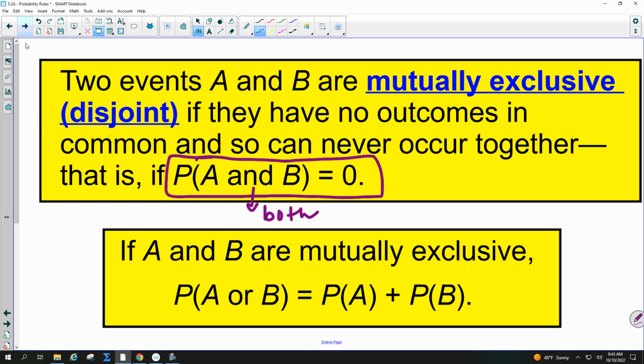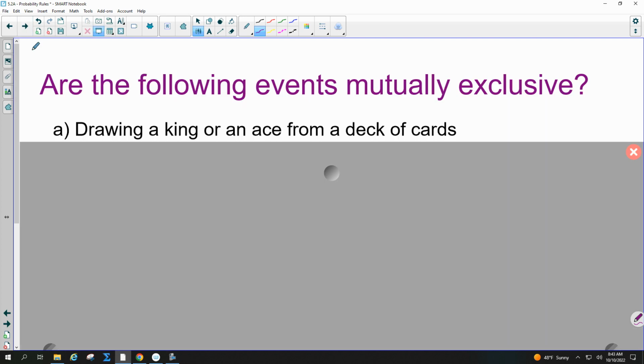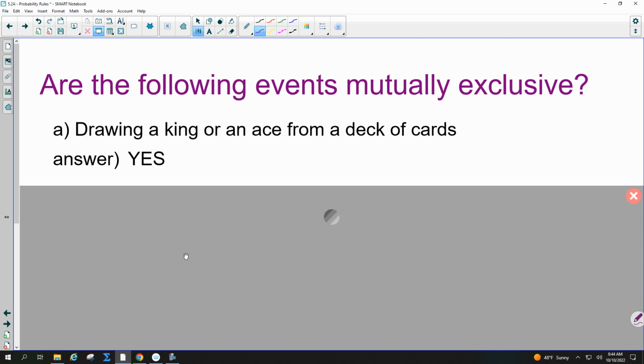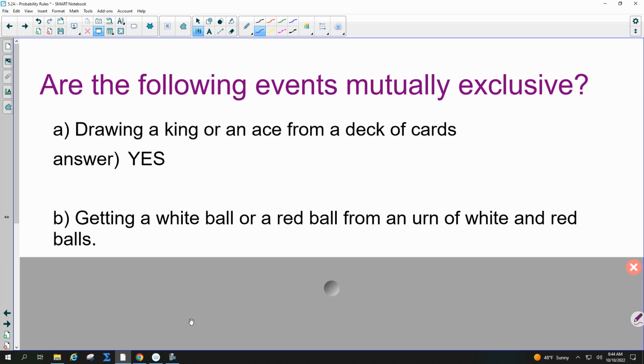So let's talk about if these are mutually exclusive. How about a king or an ace? Mutually exclusive? Yes. Okay, kings and aces are different cards. They're not a king and an ace at the same time. So yes, all right? Getting a white ball or a red ball from an urn of white and red balls. Are those mutually exclusive? Yes, you're one or the other. All right, it's white or red. So yes, those are mutually exclusive.